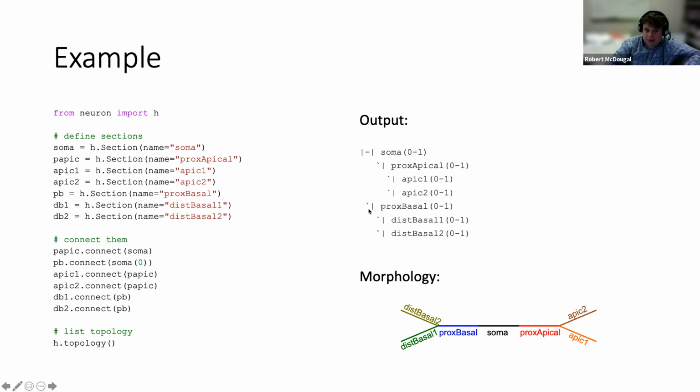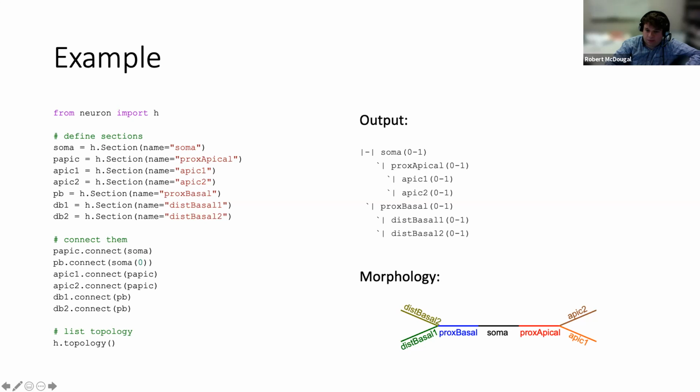The proximal basal, on the other hand, you'll notice is not as far out on the soma. It comes at the 0 end of the soma. But the distal basal are going to be attached to the end of the proximal basal. So does this example make sense?